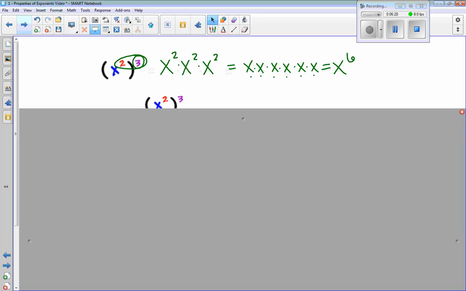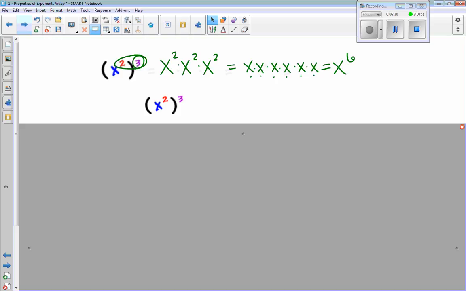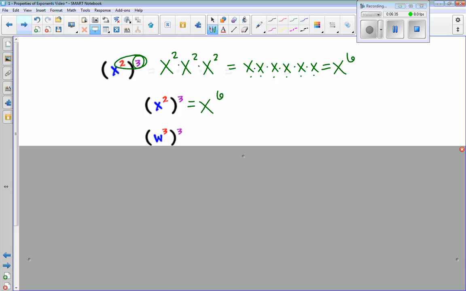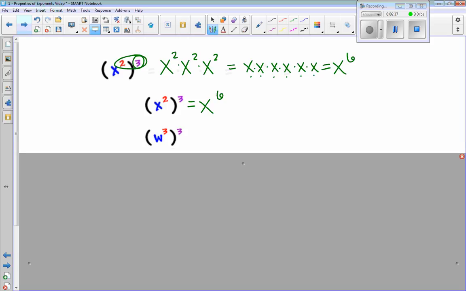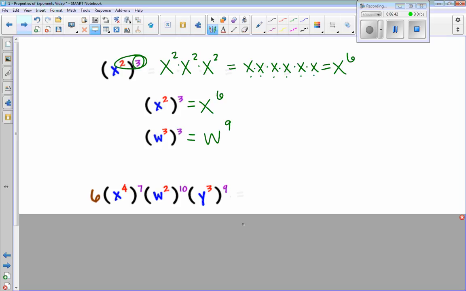All right, so x squared to the 3rd is just x to the 6th when we multiply. W to the 3rd is w to the 9th. And now we've got a tricky one. So let's do these one step at a time. Here we have x to the 4th to the 7th. 4 times 7 is 28. W squared to the 10th gives us w to the 20th. Y cubed to the 9th gives us y to the 27th. And that 6 just hangs out right in the front.